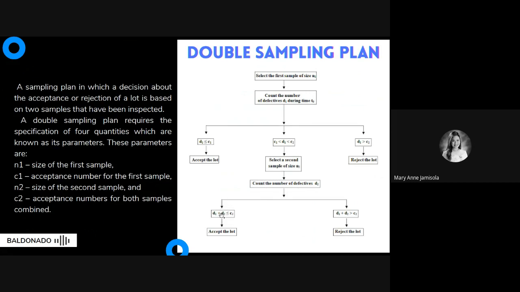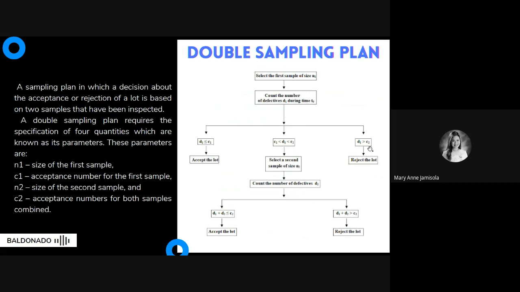If the combined defects of your sample 1 and the defects in your sample number 2 are less than or equal to the second acceptance number, then you have to accept the lot. If the combined defects of both sample number 1 and sample number 2 is greater than the second acceptance number, then you have to reject the lot.